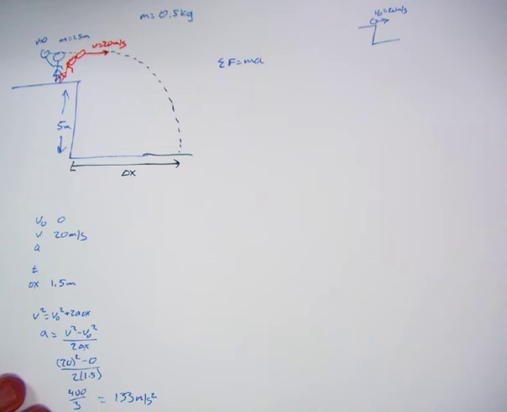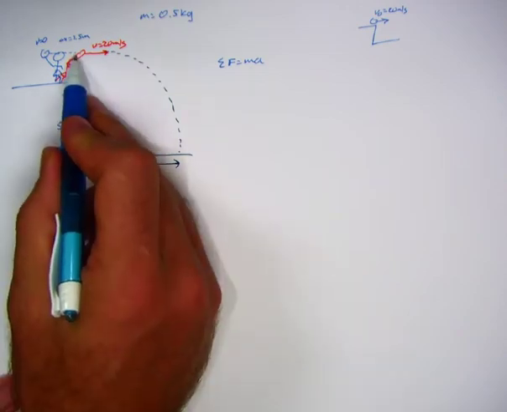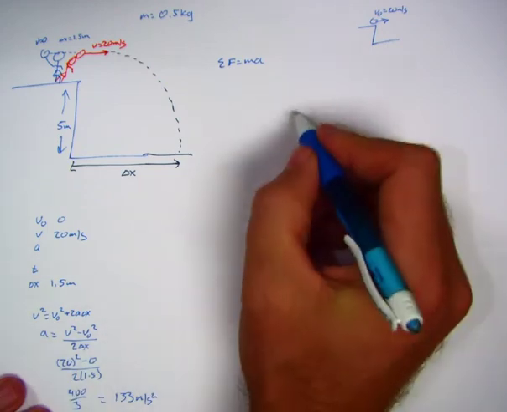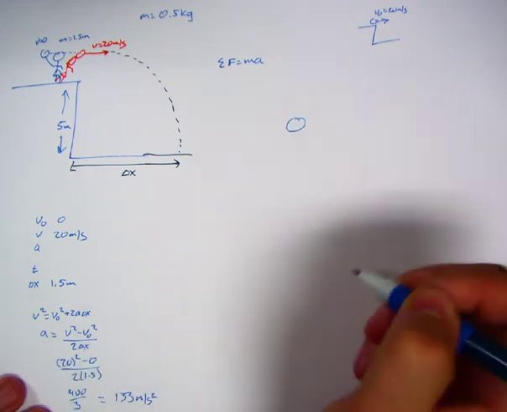Okay, so there's your acceleration. We're going from 0 to 20 meters per second over a distance of 1.5 meters, and we figure out that has a huge acceleration, 133 meters per second squared. So what does that do for us? Well, I can now go over here, and since I've got the ball, I'm going to take this ball and do a free body diagram.